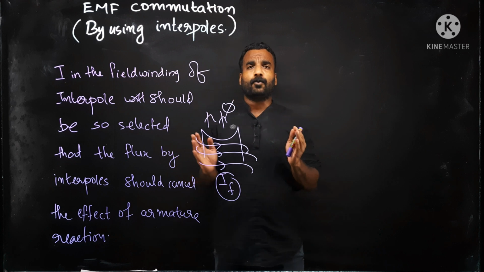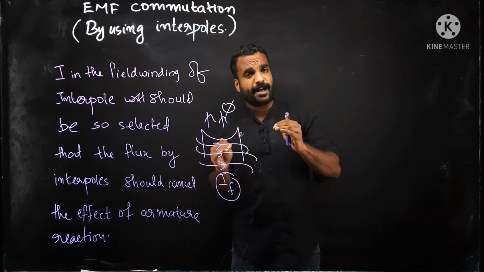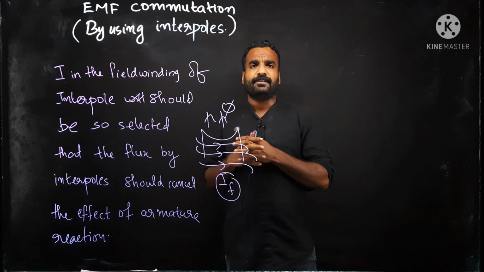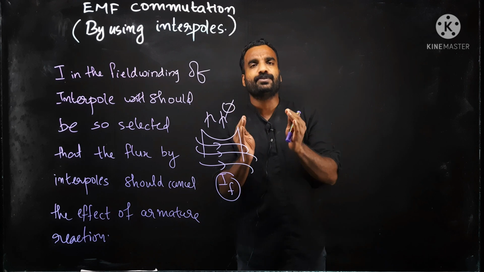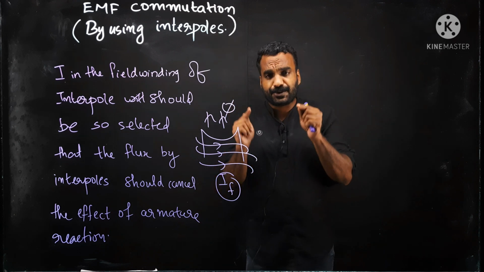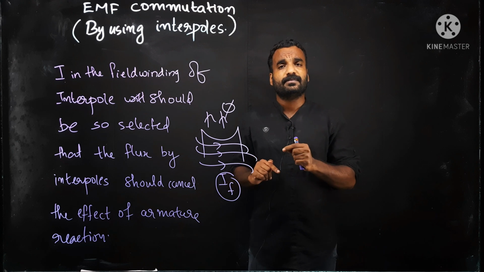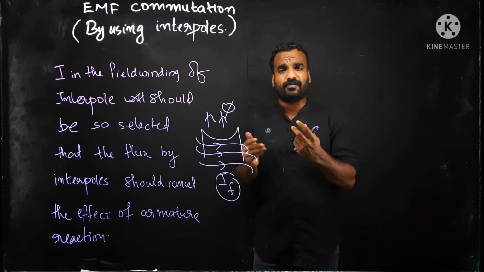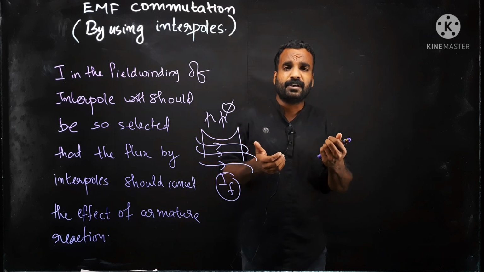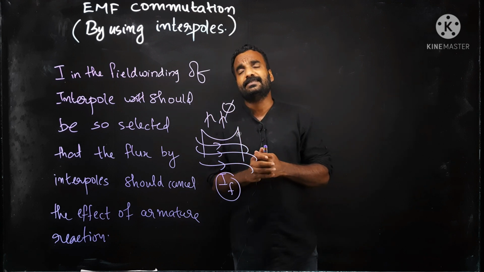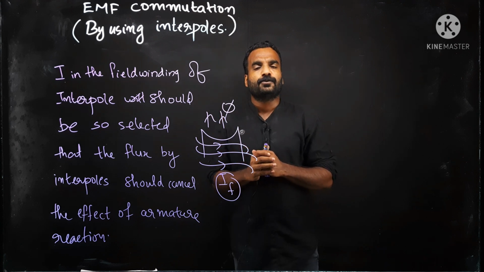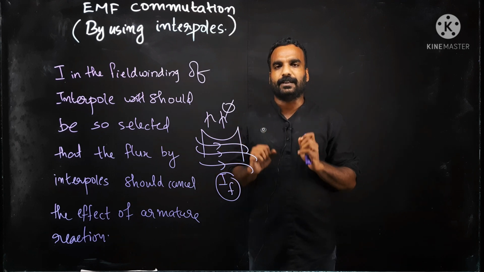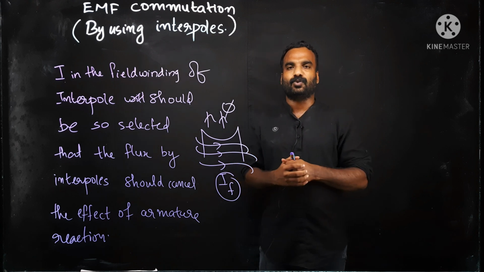Now we are discussing a method by which we can improve our commutation. In the last section we discussed that there is an issue of delayed commutation. What is the element that is causing the commutation to happen in a larger time? Yes, that is reactance voltage. So we want to cancel the reactance voltage. That is the one and only method.